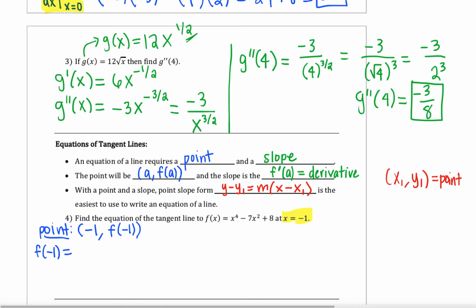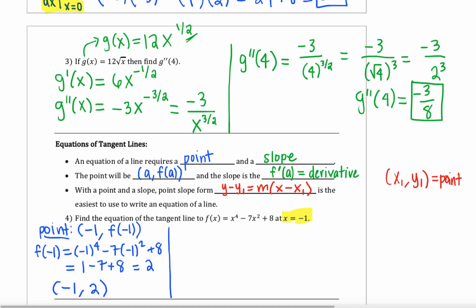I would do that by subbing in negative 1 for all the x's. So we get negative 1 to the 4th minus 7 times negative 1 squared plus 8. Simplifying this down, negative 1 to the 4th is positive 1. Negative 1 squared is also positive 1, but we're multiplying by negative 7. And then we still have the plus 8. That would simplify down to give us 2, which ultimately means the point that we're working with for this example would be negative 1, comma positive 2.